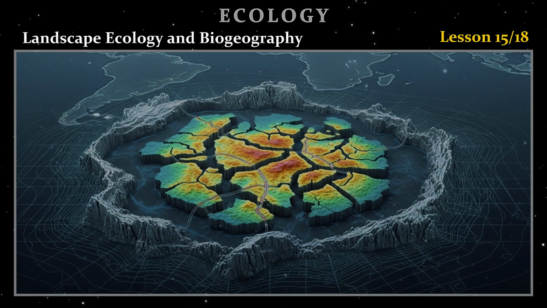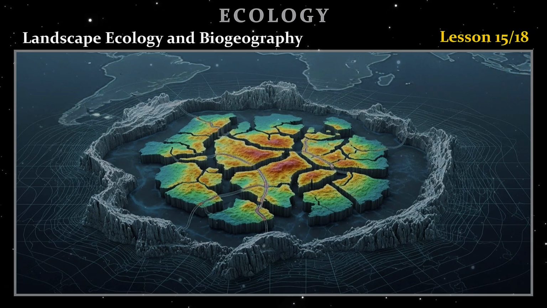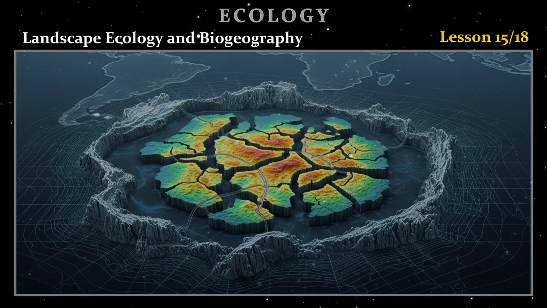However, we must also revisit the edge effect in this spatial context. When humans carve up the landscape, we create artificial edges. If you build a road through a forest, you haven't just lost the trees under the asphalt. You have changed the microclimate for hundreds of feet on either side. Sunlight penetrates deeper, drying out the soil.